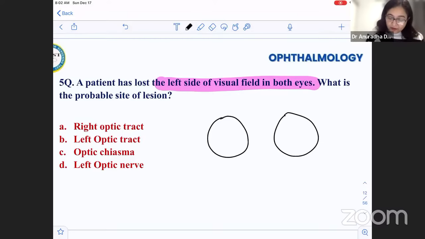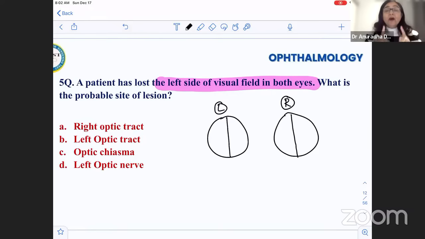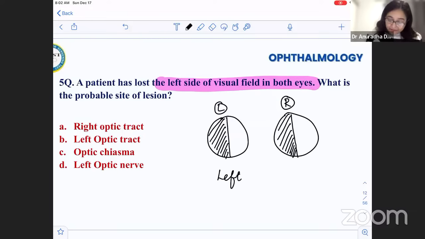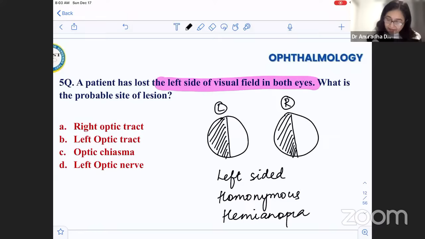Okay. So, this is your right eye. This is your left eye. If you divide the visual field into two halves, left side of visual field in both eyes means this is the left side of the visual field in the right eye, and this is the left side of the visual field in the left eye. So what is this? This is left-sided homonymous hemianopia.